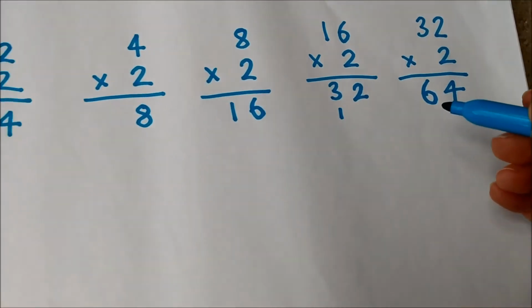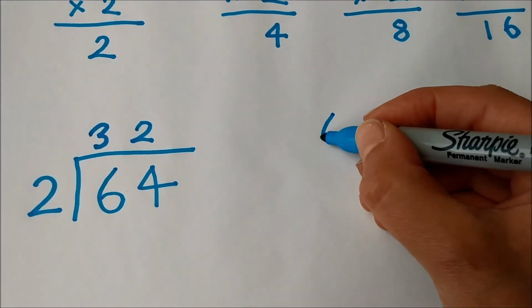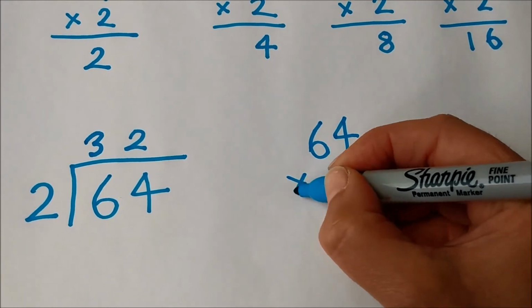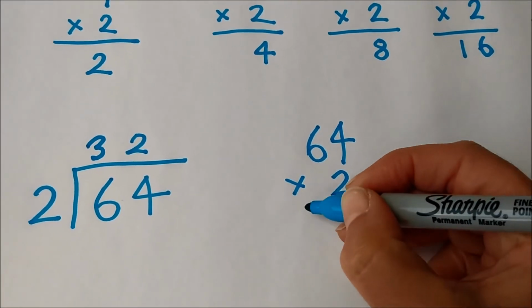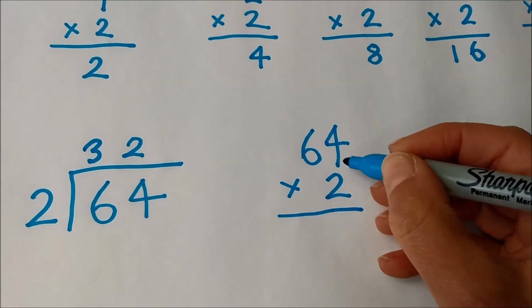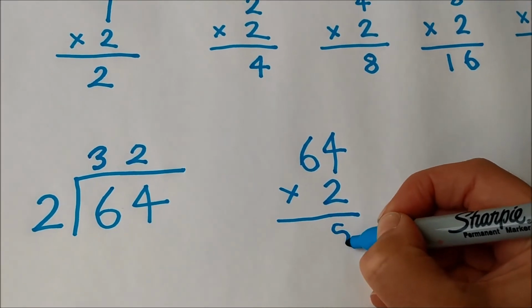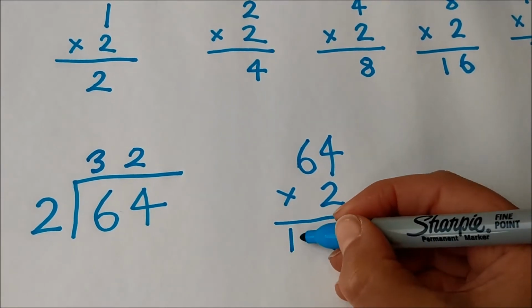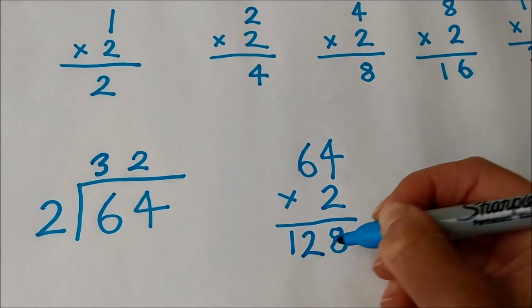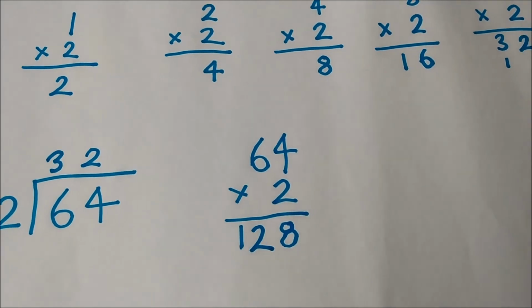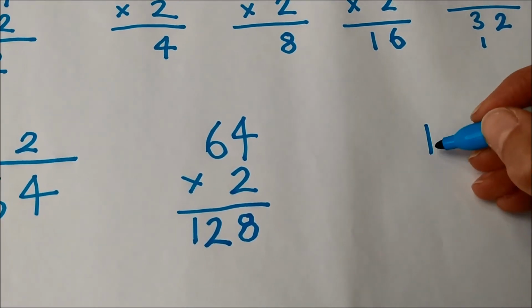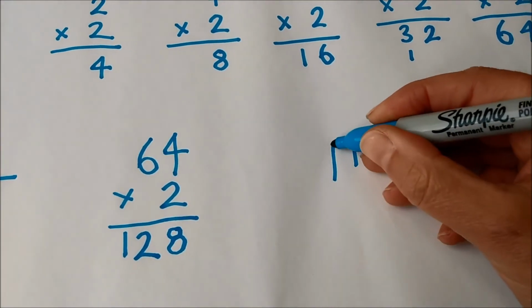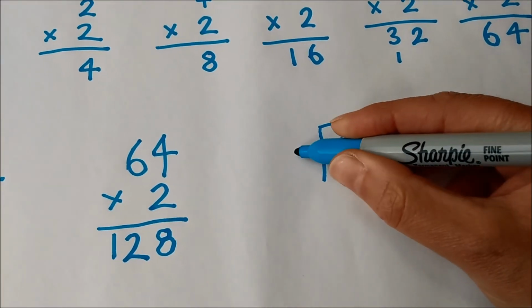So now let's try doubling 64. Go back to our multiplication method. 64 times 2. 2 times 4 is 8. 2 times 6 is 12. But let's check that with our inverse. Let's put 128 in our bus stop and let's divide that by 2.